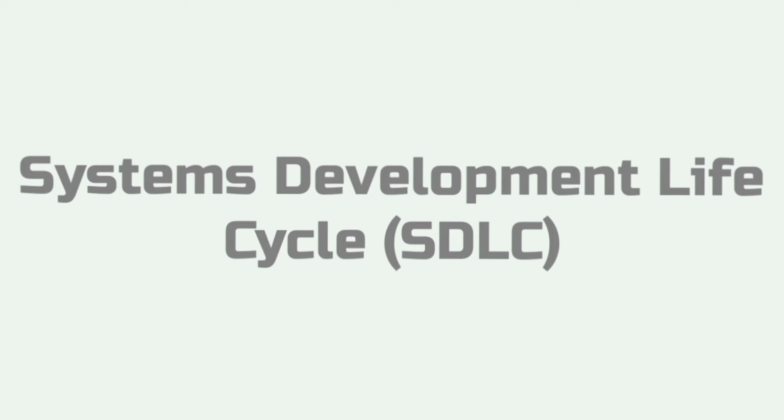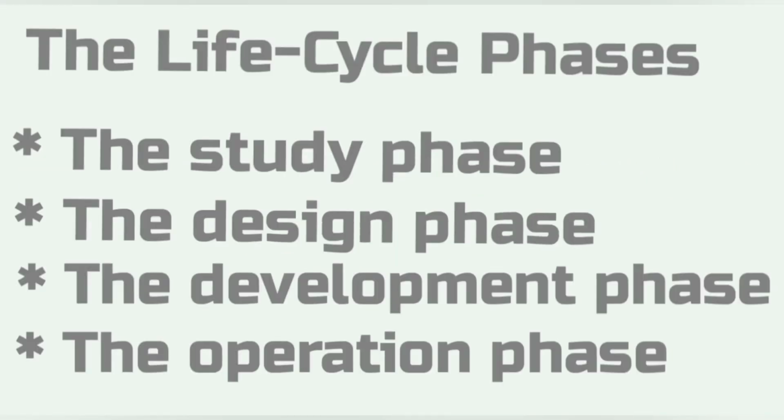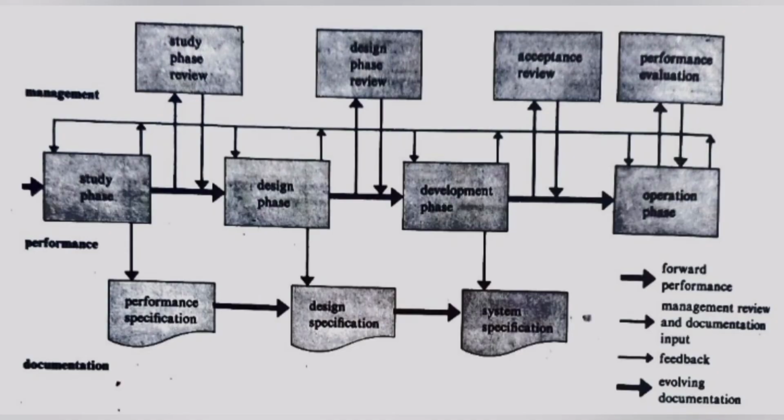The System Development Life Cycle, SDLC. The system development life cycle of a computer information system can be described as an orderly sequence of significant steps. These steps are study phase, design phase, development phase, and the operation phase. All of the activities associated with each life cycle phase must be performed, managed, and documented.